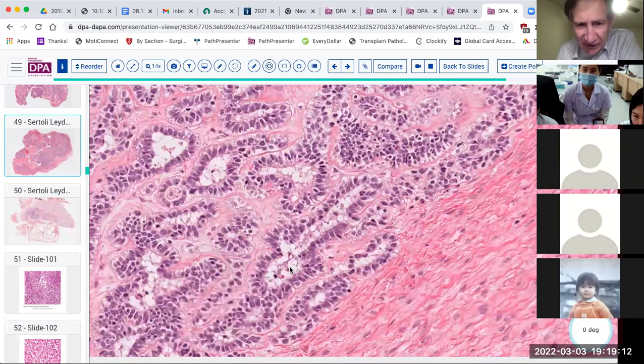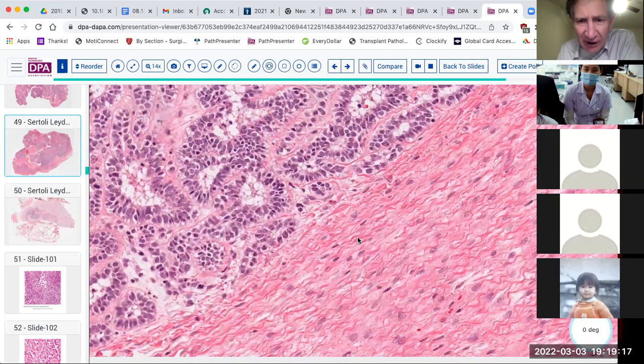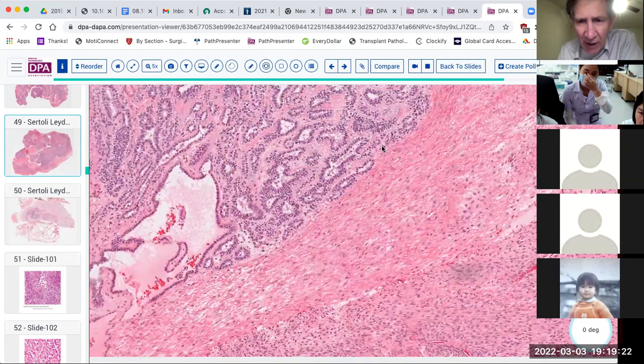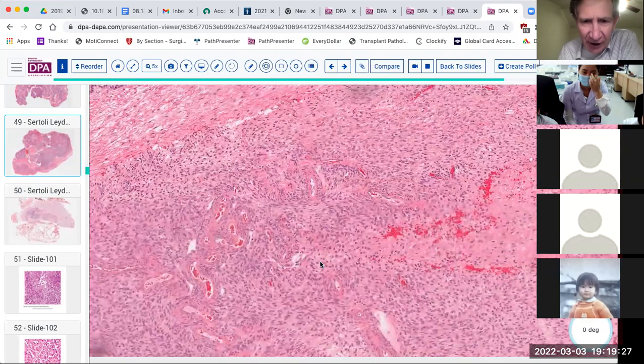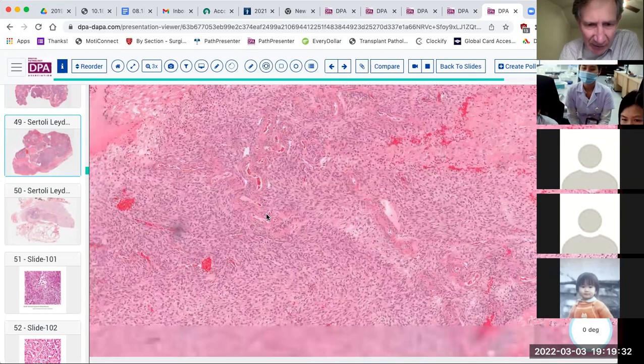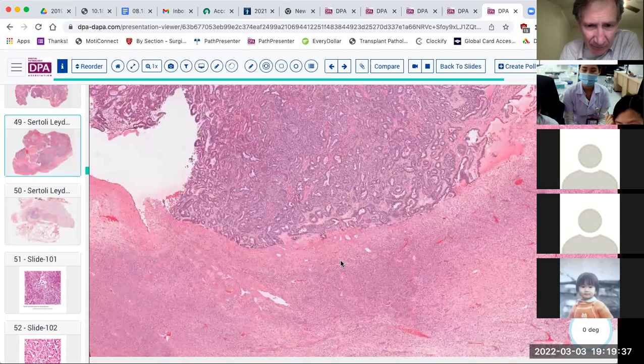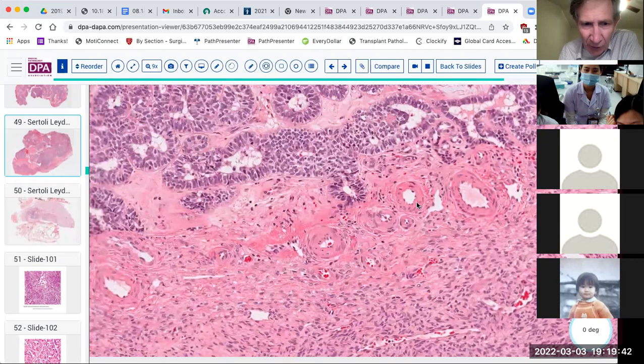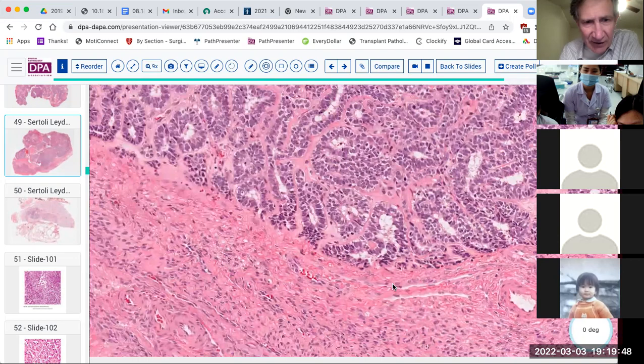And you'll notice here, I'm searching at this interface because oftentimes the interface between the tubular component and the stroma forms the key area to identify the tumor or to identify the Leydig cells. So looking along this peripheral margin would be quite important to see if you could identify the Leydig cells.